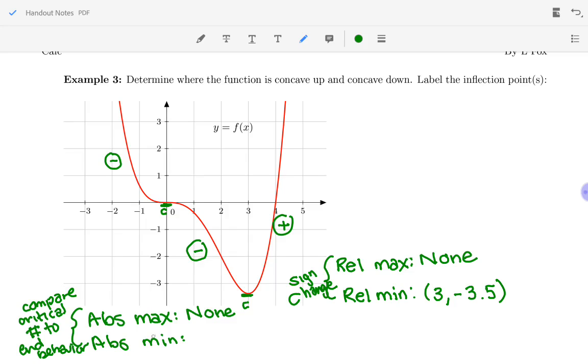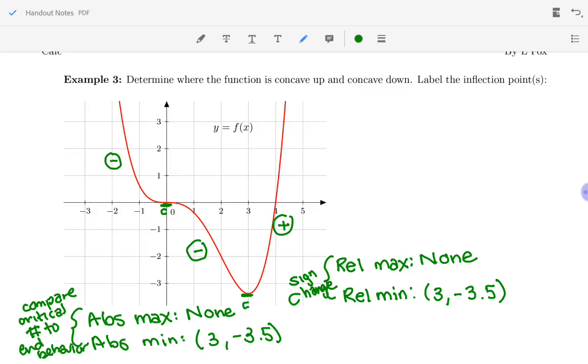Our absolute min, we're going to compare our critical numbers to our end behavior. Well, this critical number was a relative min, and I want to look at the end behavior and see if it's also the absolute min or not. So if we look at our left end behavior, it goes up, and our right end behavior goes up. There is no point that is ever going to be lower than this point here. We have found an absolute min. Our relative min of 3, comma, we called it negative 3.5, that is also our absolute min.